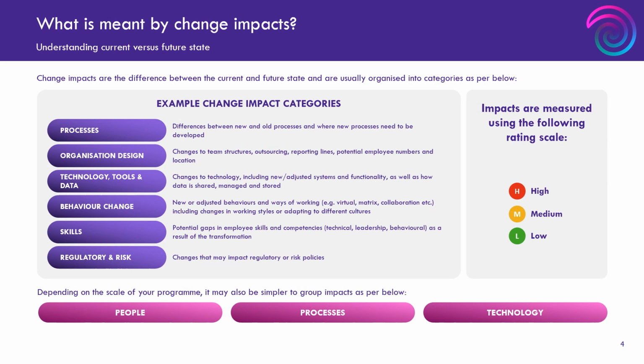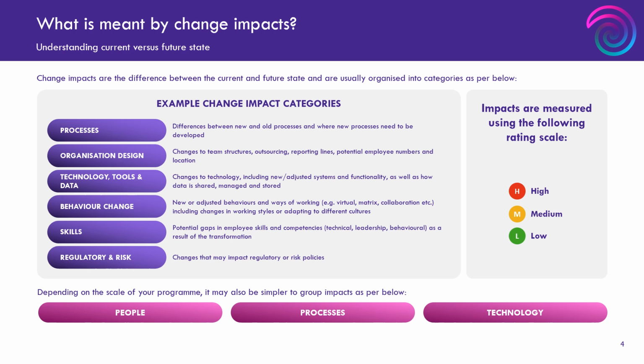So what do we really mean by change impacts? When you're thinking about change impacts, it's useful to think about them in terms of different categories or themes. So the purple boxes here are some useful categories you can use when thinking about the types of changes. So is it change related to processes? Is it change related to org design, meaning teams, structures, roles, etc.? Is it change related to technology, tools, or data? Is it related to behavior change, culture change, mindset, that sort of thing? Is it related to skills and knowledge, or is it related to regulatory and risk?